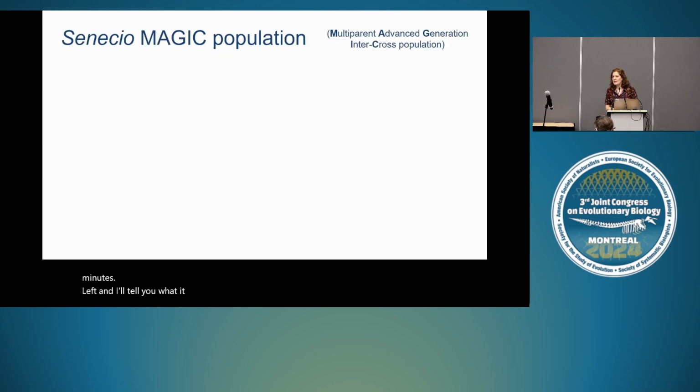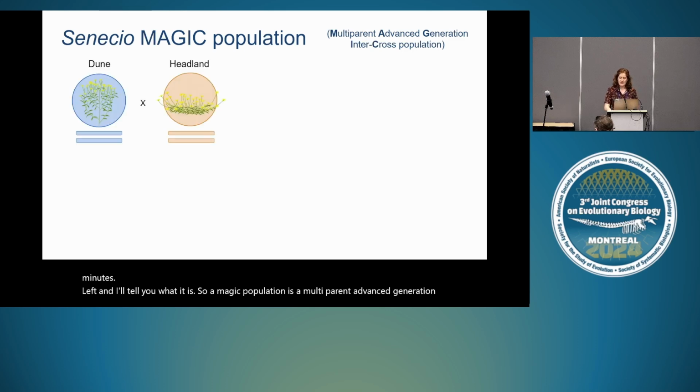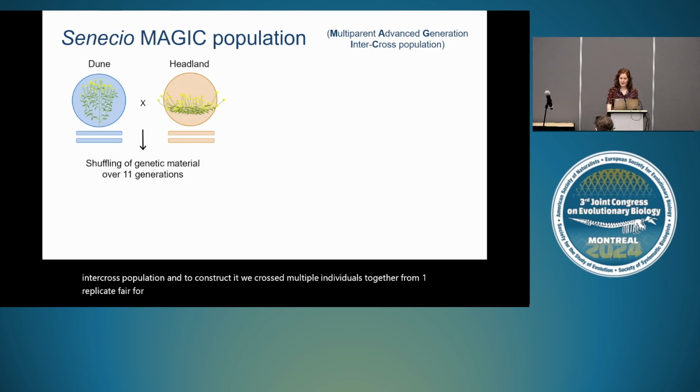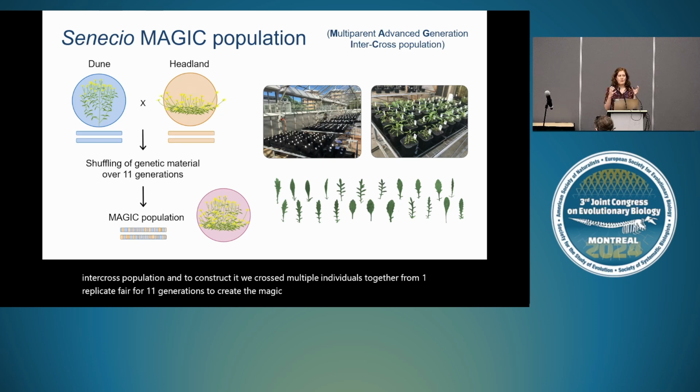So a magic population is a multi-parent advanced generation intercross population. And to construct it, we crossed multiple individuals together from one replicate pair for 11 generations to create the magic population. And what this does is that these many generations of crossing and recombination breaks down both genetic and trait correlations. So this means we can isolate the genetic basis of any trait we want to an extremely high resolution.